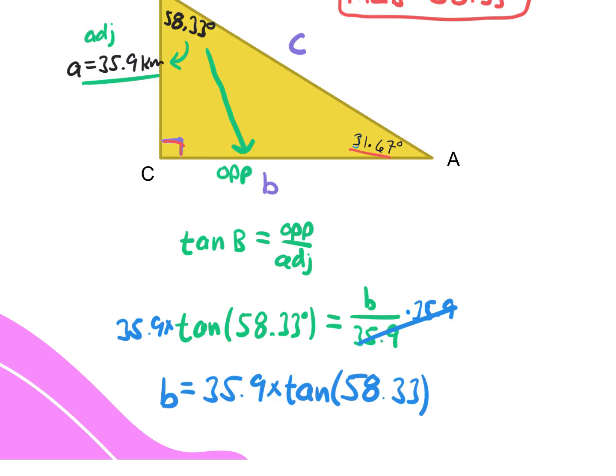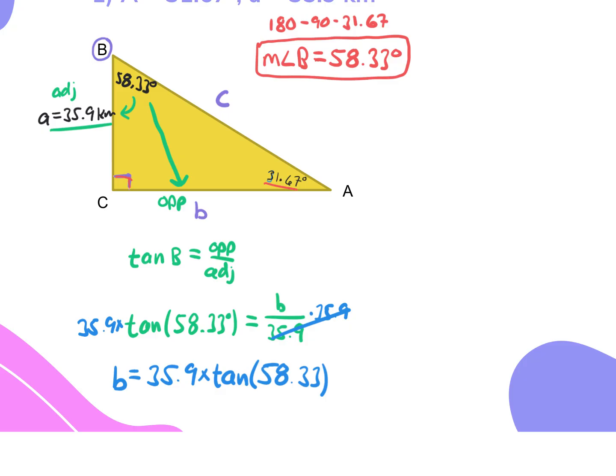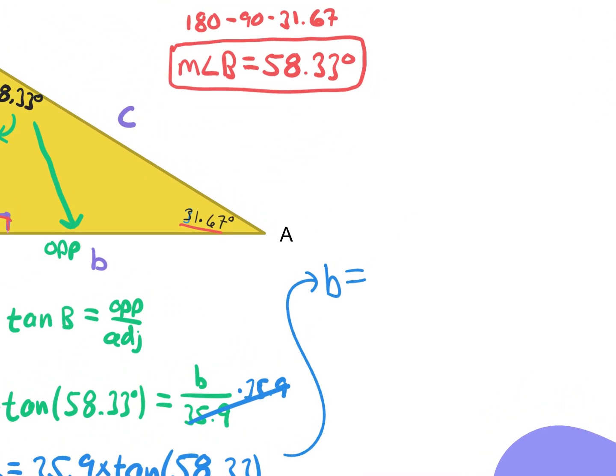All right, so then this is where you use your calculator. You're going to do 35.9 times, find the tangent button, and then do 58.33. All right, what does that get us for side B? I think it says to the nearest tenth, so 1 decimal place, right? What does that get us?